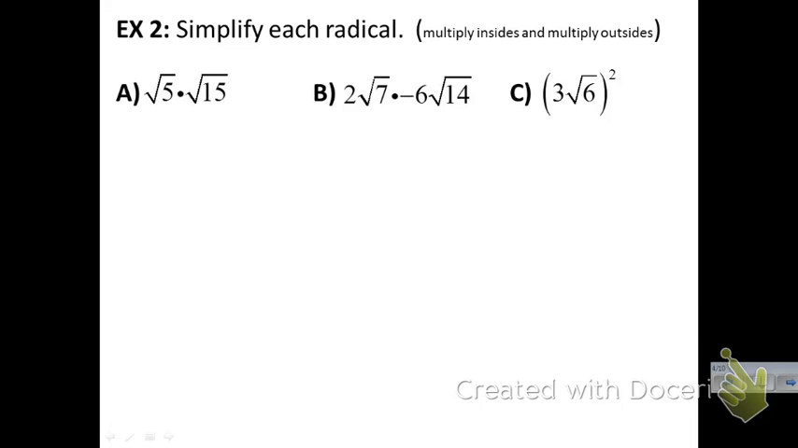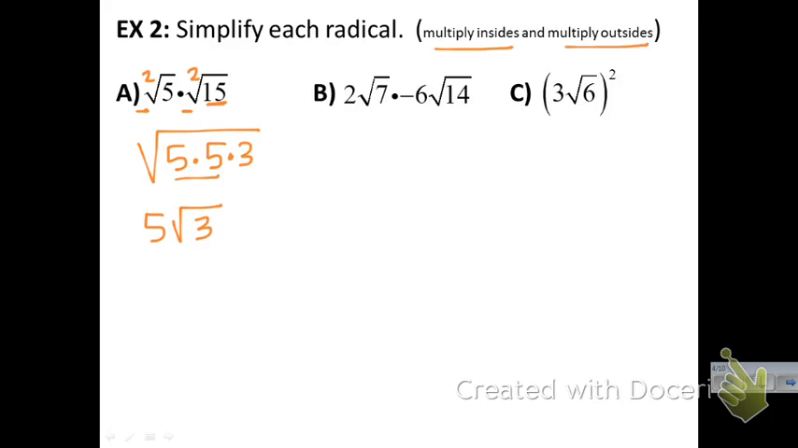Multiplying radicals: I say here, multiply the inside, multiply the outside. What I mean by that, multiply the numbers on the outside. There aren't any numbers on the outside, so we don't have to do that part. And then multiply the numbers on the inside. Because these both have an index of 2, we can multiply the 5 and the 15, but eventually we want to break this down, so I'm going to break 15 down to be 5 and 3. Then you can see that we have two 5s, so one 5 will come out, and the 3 will stay inside the radical.